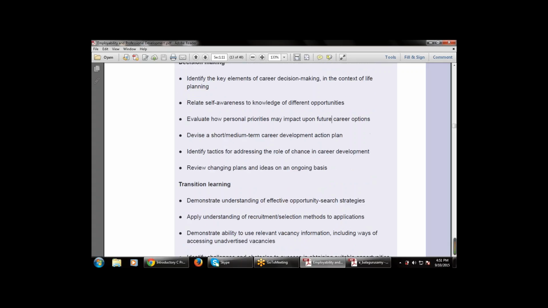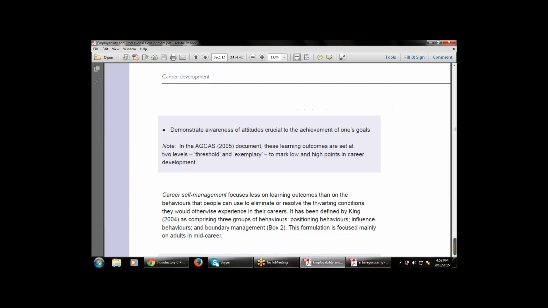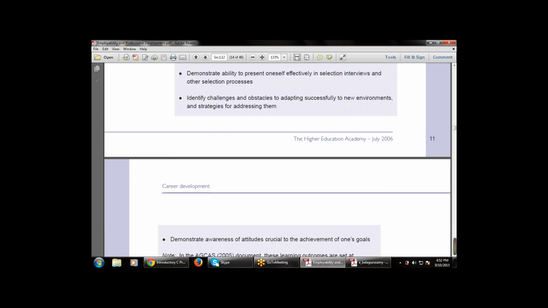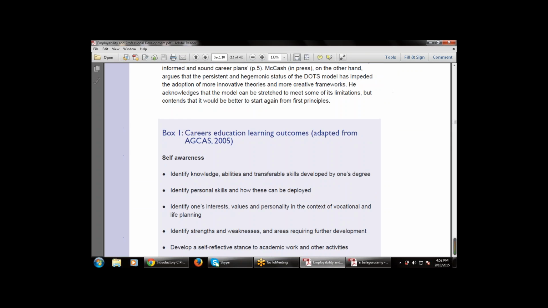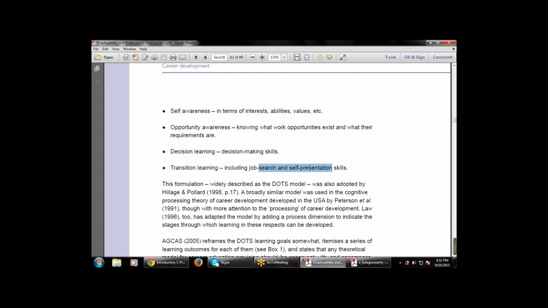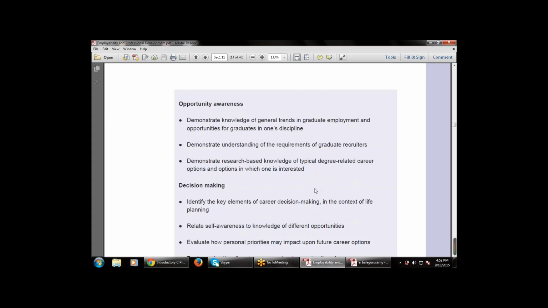The next is transition learning. What is transition learning? It is to demonstrate understanding of effective opportunity search strategies, then apply understanding of recruitment. The main outcome of transition learning includes job search and self-presentation skills. So how to search for jobs, and what are the various self-presentation skills available with job learning.